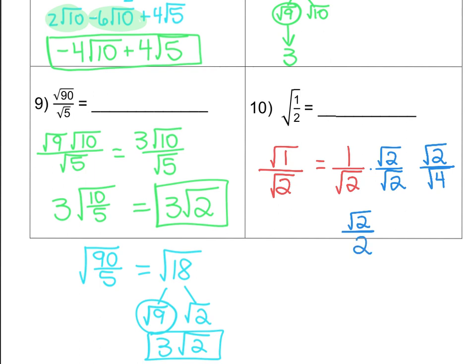I can't do anything with the square root of 2 on the top, but the square root of 4 is 2. That gets rid of the radical that I wanted to get rid of, and that is my simplified final answer. And that's it.